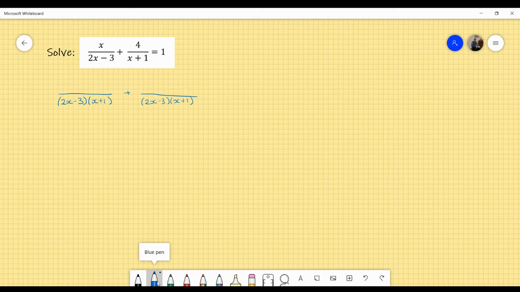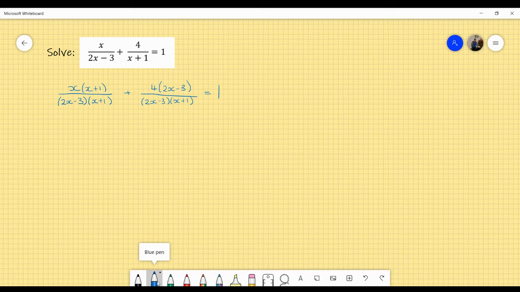Originally on the first fraction, I had x on my numerator, but I've multiplied the whole of this fraction by x plus 1. And I do the same thing to the numerator as I do to the denominator. And for the second fraction, I had 4. It's now been multiplied by 2x minus 3, and I do the same thing to the numerator and the denominator. And then remember that equals 1.